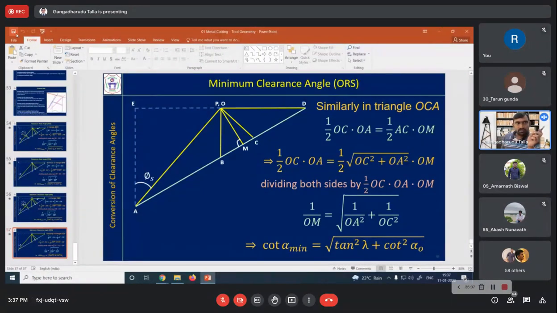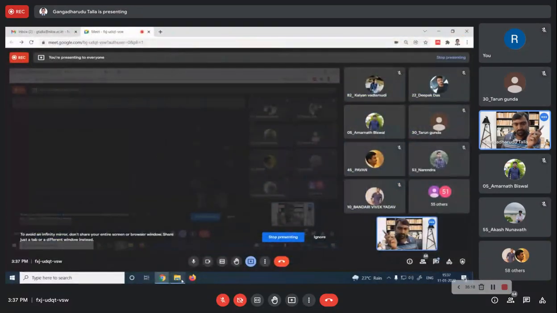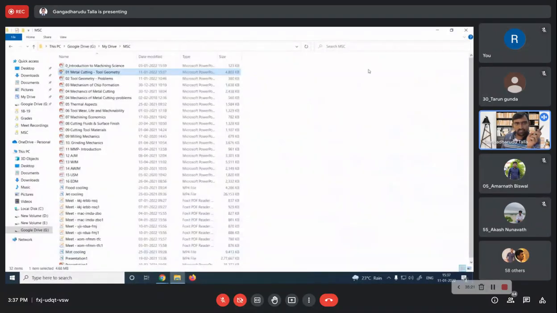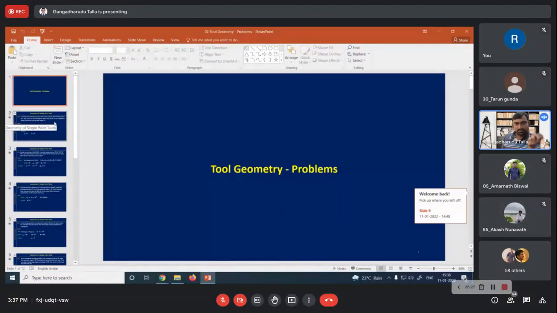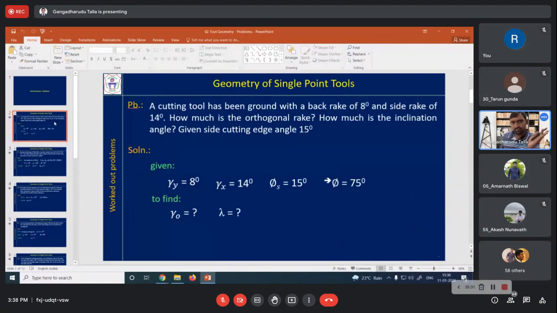Now let us have a look at a few problems. I request all of you to take your calculators. We'll see one or two problems here. You have to tell the answers. I will not give any answers. Of course, I'll give some hints or formulas.